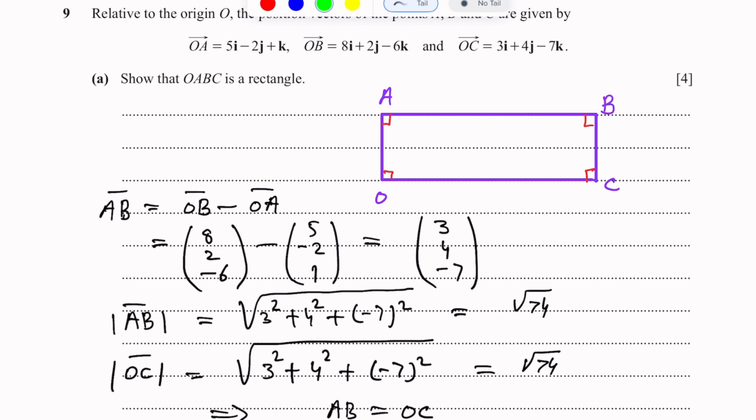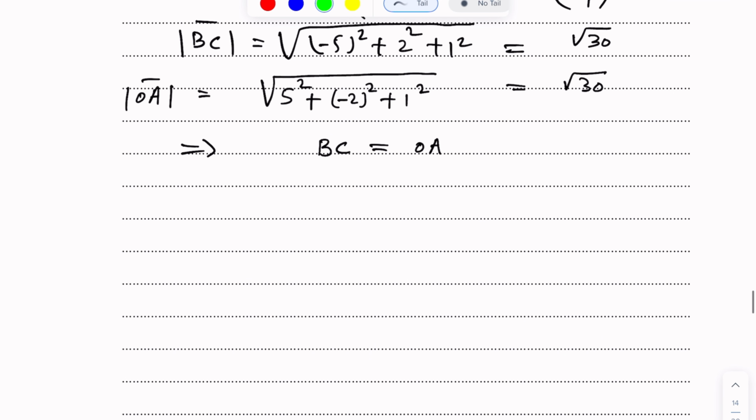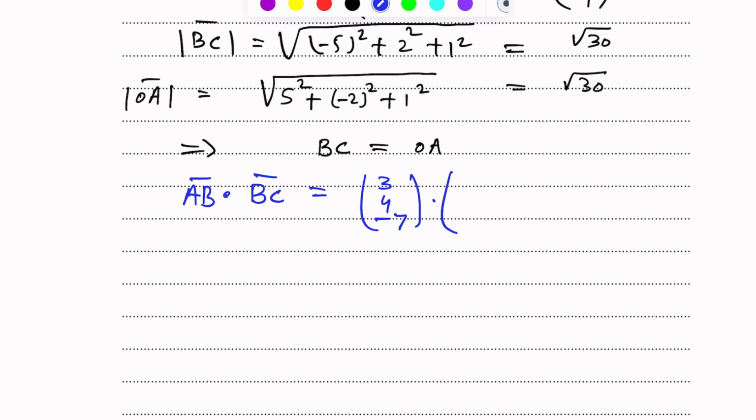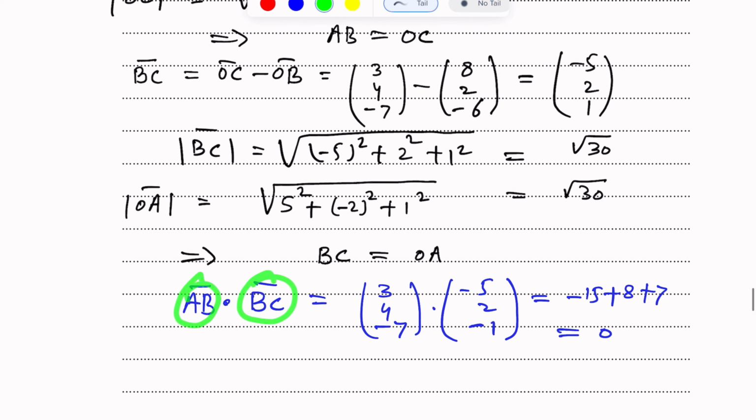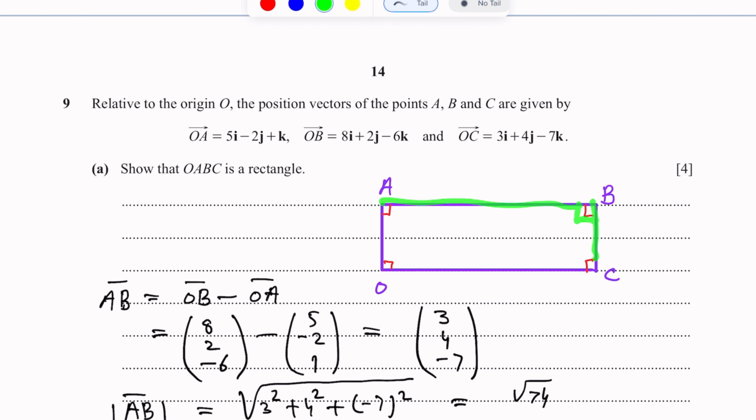If the dot product of AB and BC is equal to 0, then this shows that the angle is right. So we find AB vector dot BC vector. AB is 3, 4, minus 7. BC is minus 5, 2, minus 1. The dot product is minus 15 plus 8 plus 7, and we get 0. Since AB dot BC is equal to 0, this shows that AB is perpendicular to BC, so this angle is right.